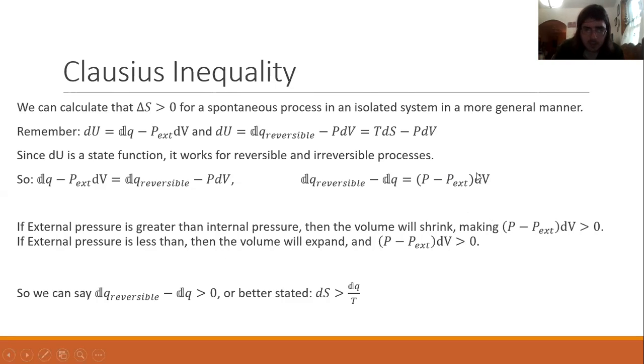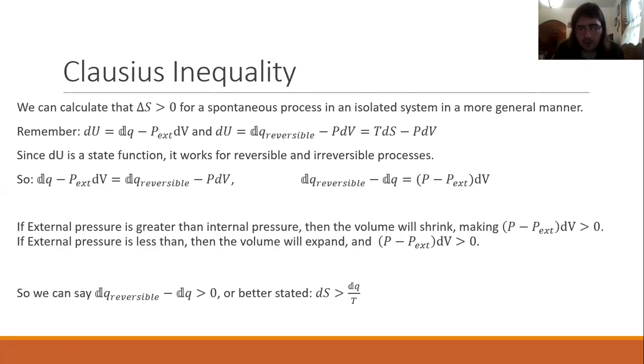So no matter what, the right side of this equation is a positive number. So you can always say that dQ reversible minus dQ for a non-reversible process is always a positive number. With that in mind, we can get the dQ to the other side and divide both sides by T to say dQ reversible over T is equal to dS. So the entropy change is always greater than dQ over T for an irreversible system.